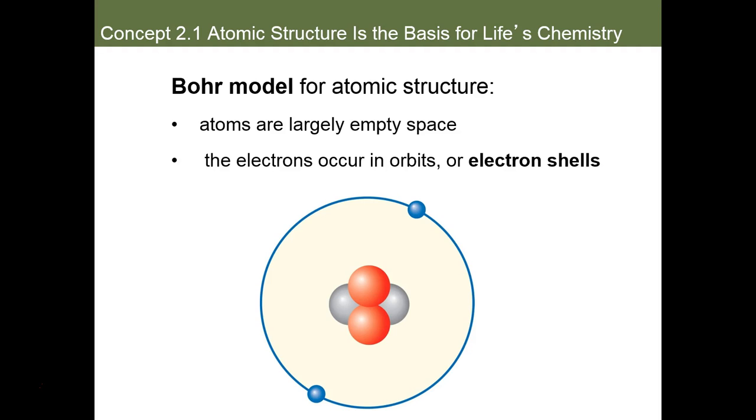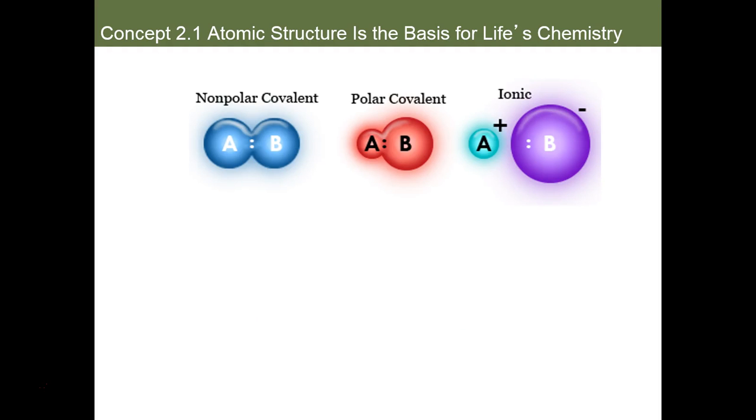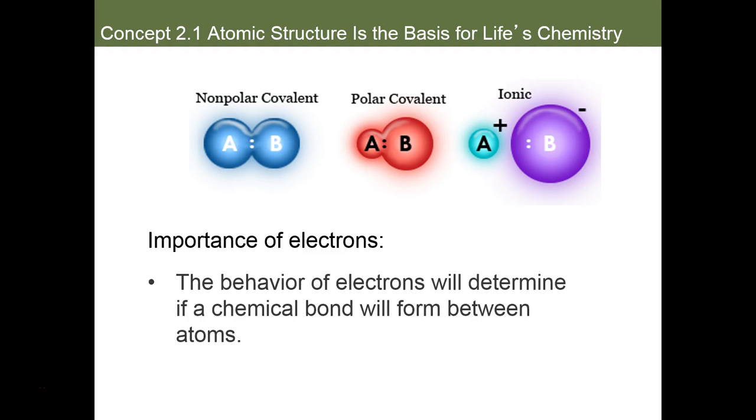The common structure of an atom you see on this slide is referred to as the Bohr model. Most of the area an atom inhabits is empty space. The electrons travel around the nucleus in orbits, often referred to as electron shells. Electrons are important to atoms because electrons will determine if a chemical bond will form between atoms.